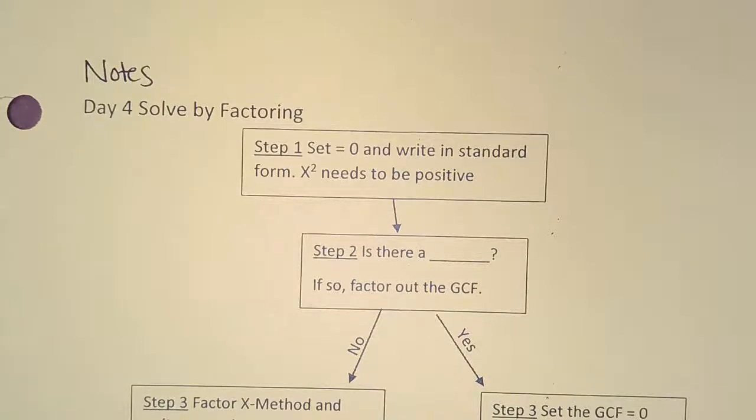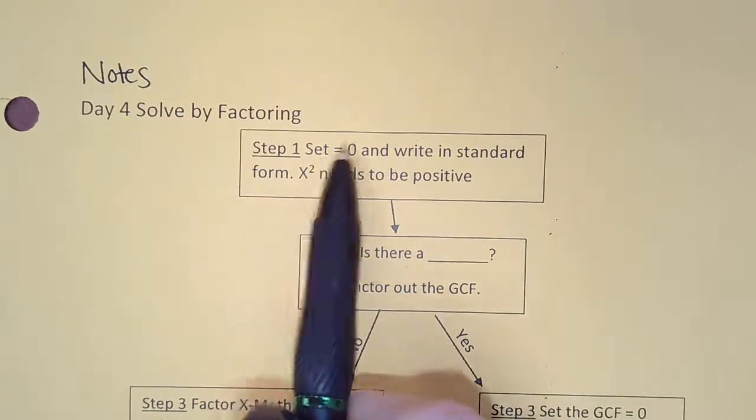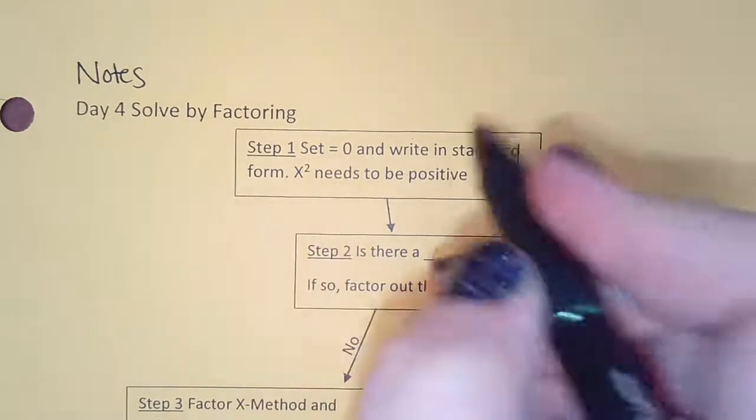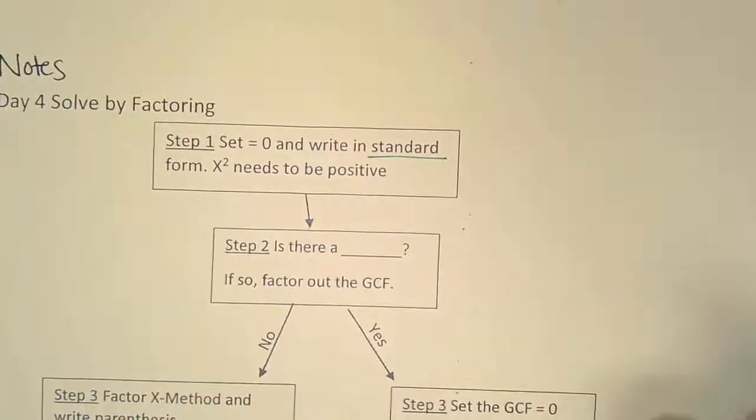Okay, day 4, solve by factoring. So what we're going to be doing today is everything that we have been doing in the past, and then I'm going to add 2 steps onto the end. Okay, so step 1 is we want to make sure it's set equal to 0. So it's written in standard form, and the x squared needs to be positive.